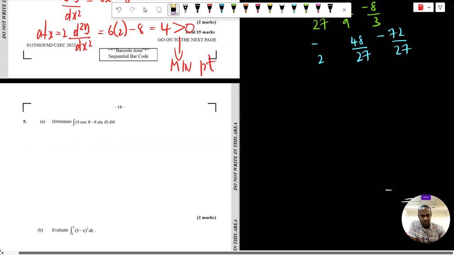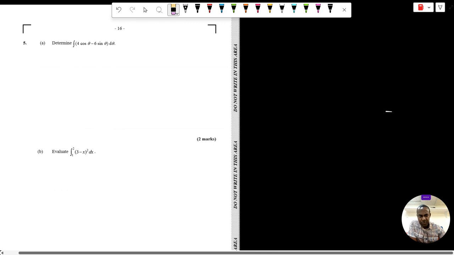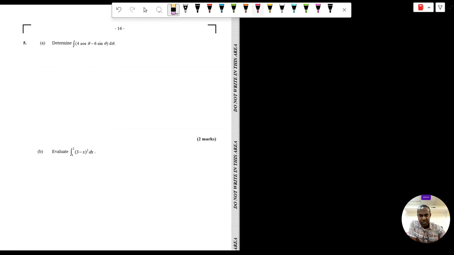All right, question 5. Question 5 says, determine the integral of 4 cos theta minus 6 sin theta.